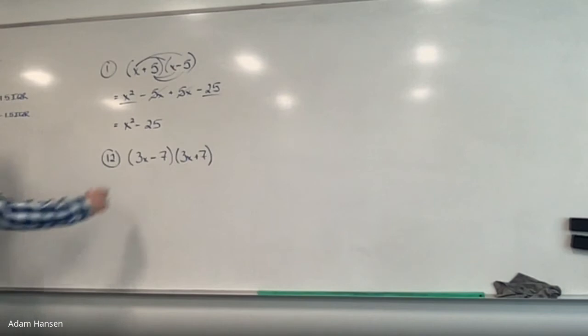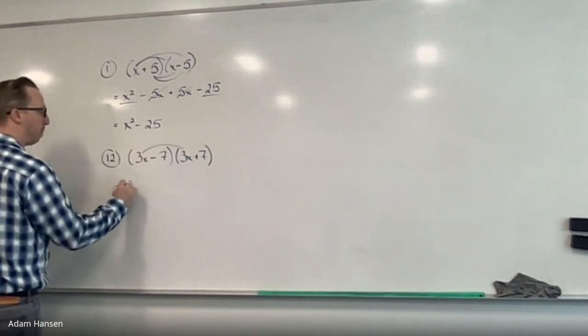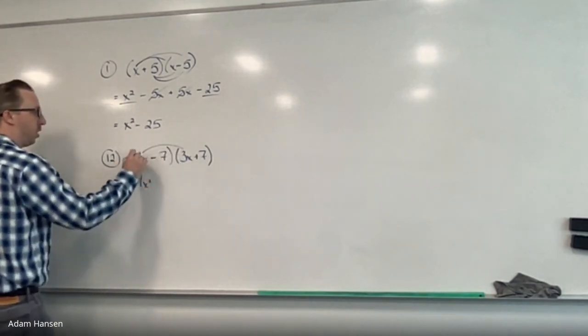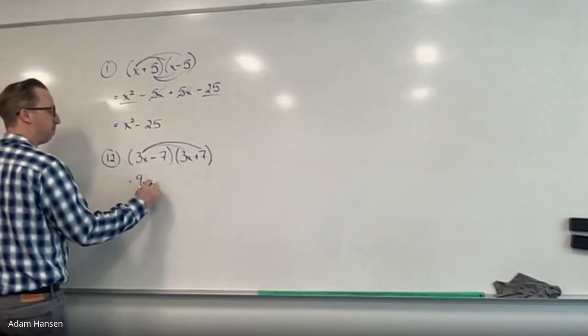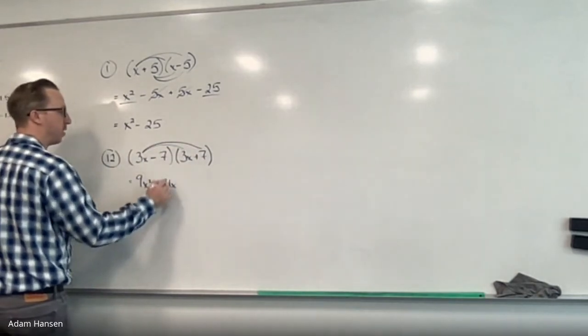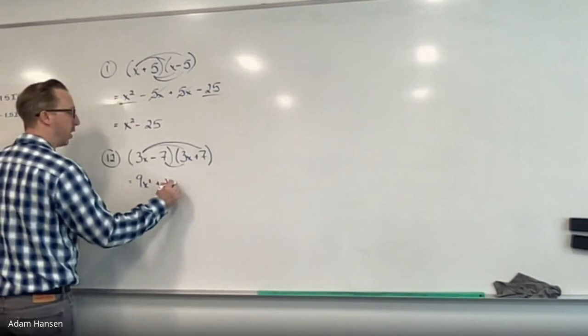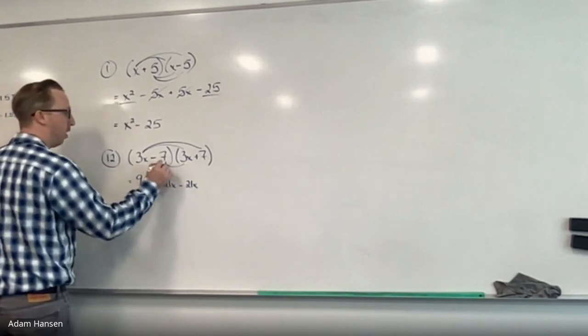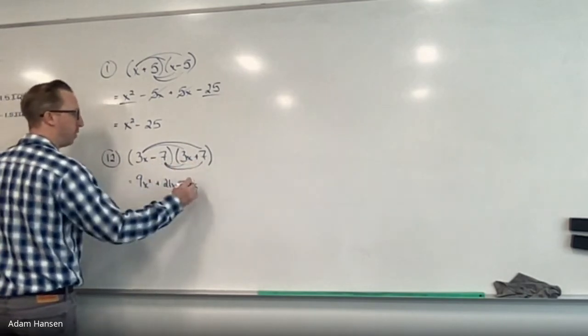Kennedy, get me started. 3x times 3x, Kennedy. 9x squared. All right. Caleb, what's 3 times 7? So I'll have 21x next. Similarly, negative 7 times 3x is negative 21x. Everyone was saying earlier, what's 7 times 7? 49.